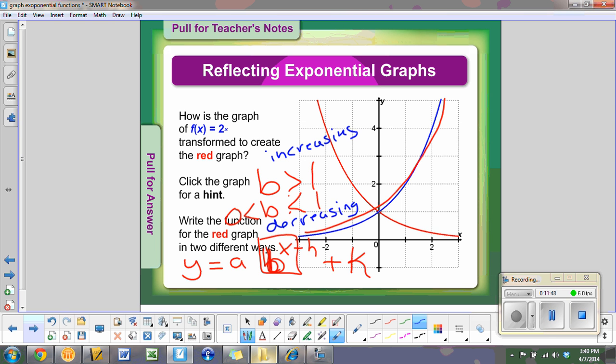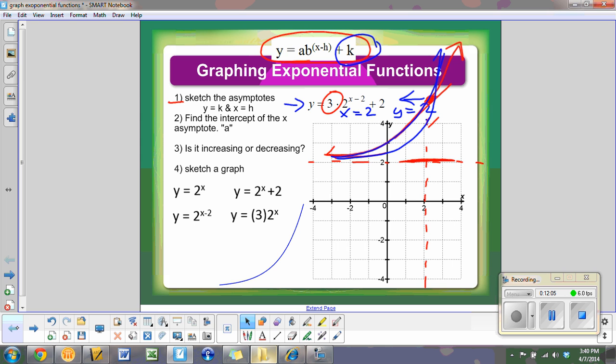Really, all it does is flip our graph around. Notice it still goes through the exact same point. When I do my shifting, it'll all be the same. It just means that I'm going to either draw it increasing or decreasing. So on our steps back here, number 3, is it increasing or decreasing? You'll decide that so that you know whether you're supposed to be drawing it this way or that way.